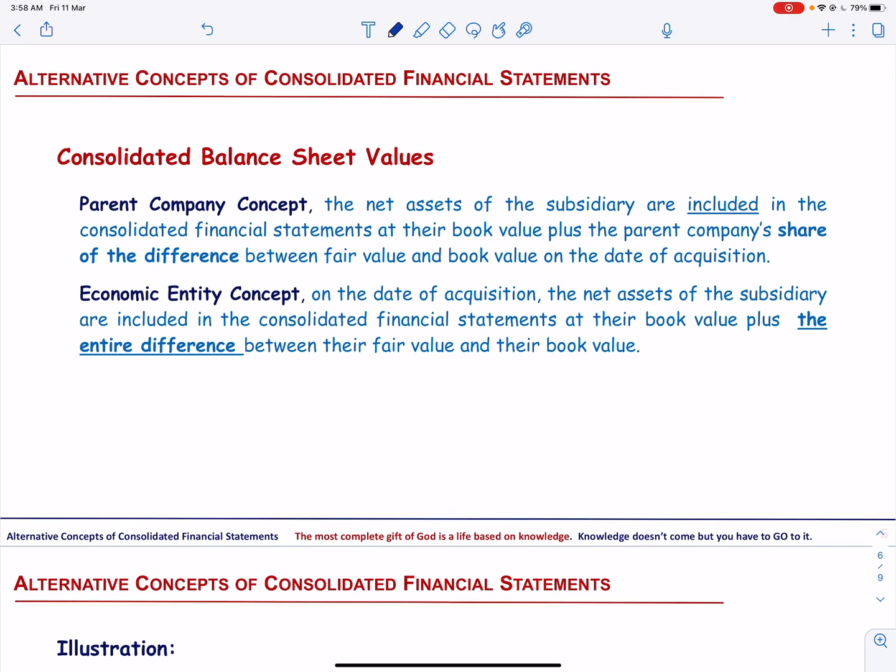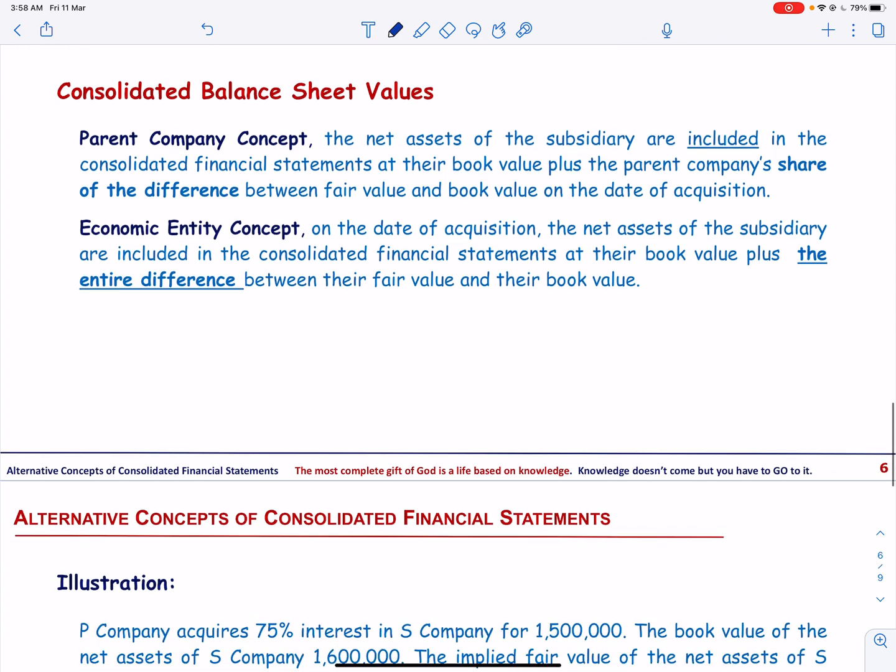The acquiring company can acquire less than 100% of the subsidiary through stock acquisition. The question arises, how to value the subsidiary's assets and liabilities? One way is to determine the total fair value implied by the price paid for the controlling interest, or adjust the book value only for the portion paid by the parent company. Let us talk more about it with the help of an illustration.